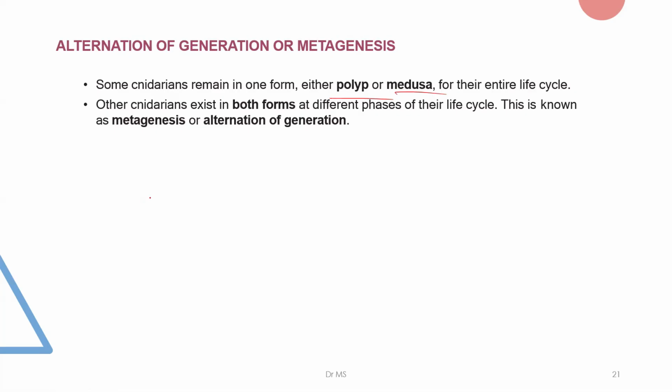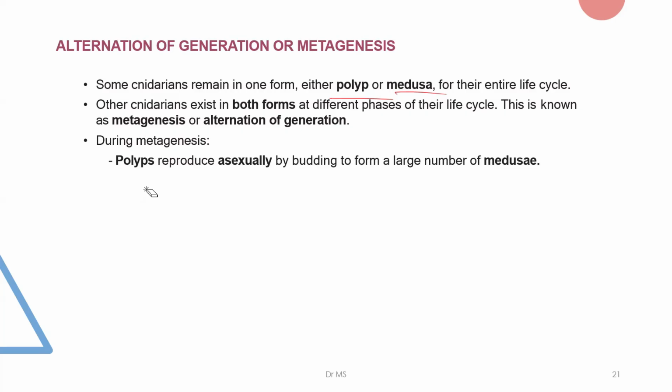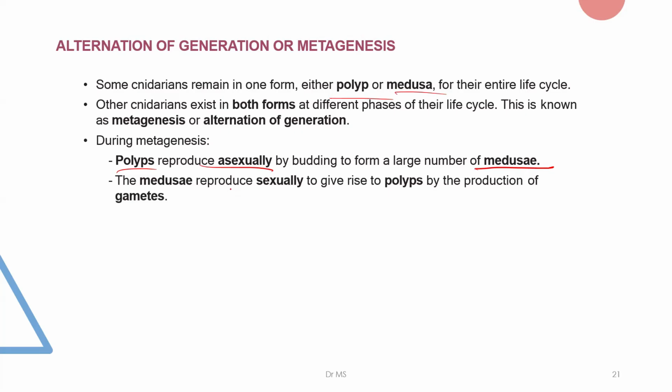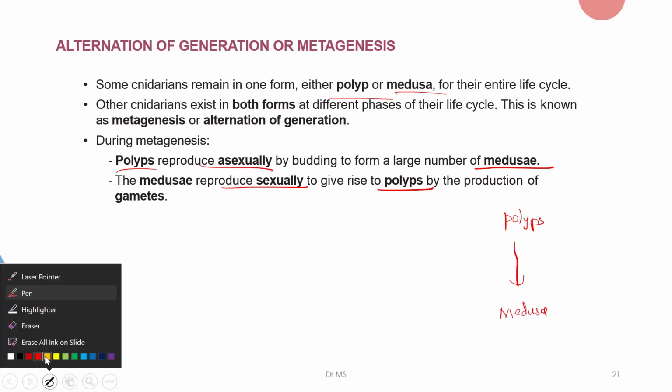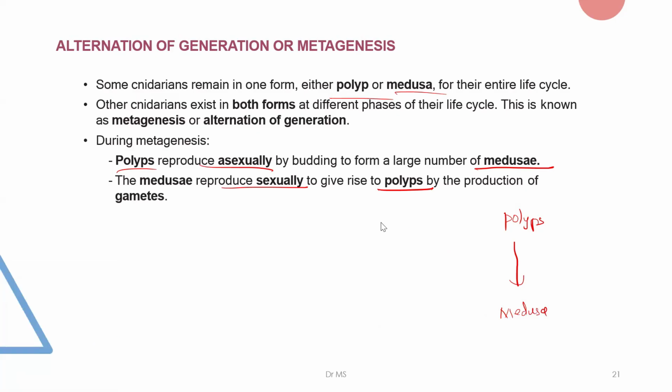So what is the meaning of this metagenesis? Polyps will reproduce asexually, which happens by budding, and they will form a number of medusa. And this medusa will reproduce sexually, and they will give the polyps by production of the gametes. Okay, that means you can see here there are polyps, the parents, and these polyps will give birth to the medusa form. Okay, and from polyp to medusa, the kind of reproduction is asexual.